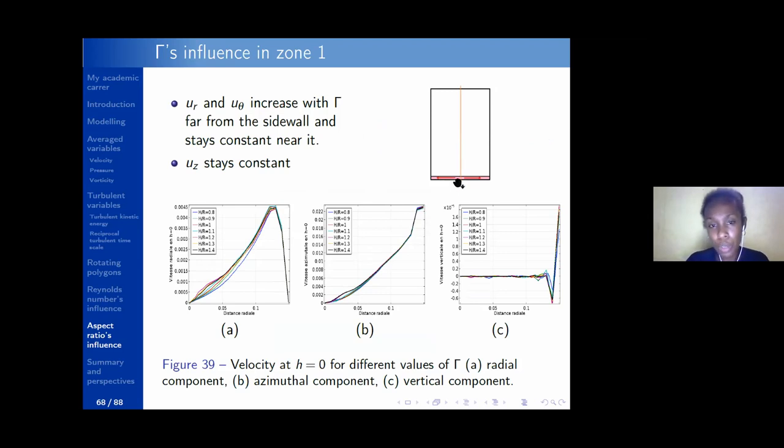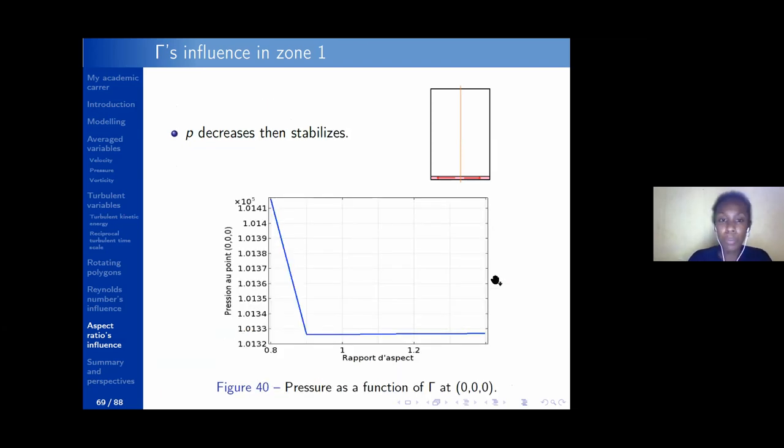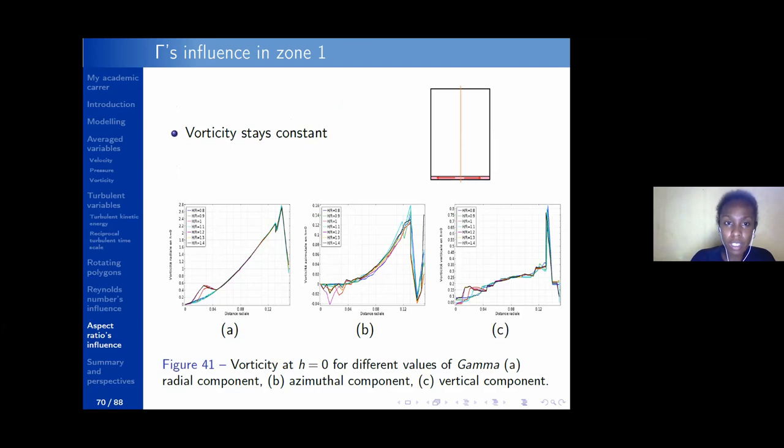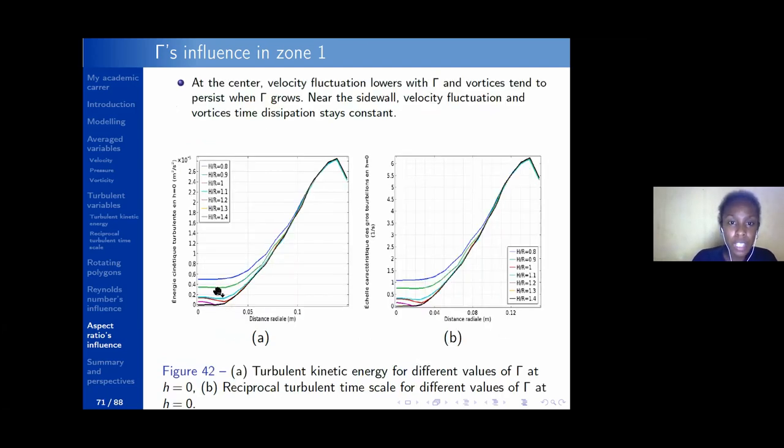In the first zone, so near the bottom, the radial and the azimuthal components increase with gamma, far from the side also in these zones, and near the side wall, they stay constant, and the vertical component doesn't vary. The pressure decreases, then stabilizes, but vorticity stays constant, and at the center of the flow, near the center, velocity fluctuation lowers with gamma, and vortices tend to persist when gamma lowers. Near the sidewall, velocity fluctuations and vortices dissipation stay constant.